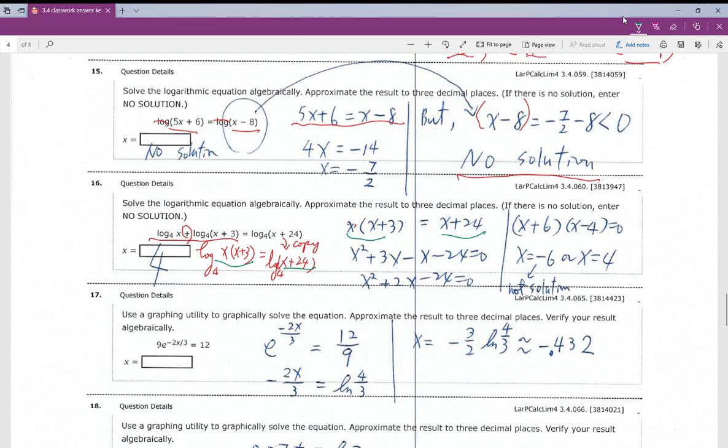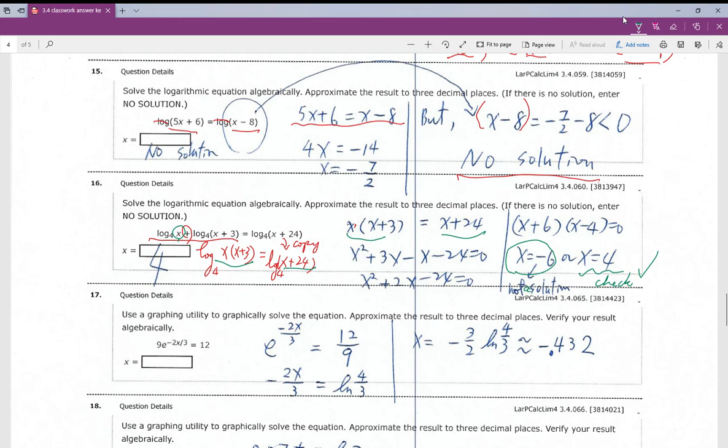Now when you have x equals negative 6, what happens? X equals negative 6 here is negative. So this one is not a solution. But x equals 4, you can double check. Okay, you check, and it's fine.